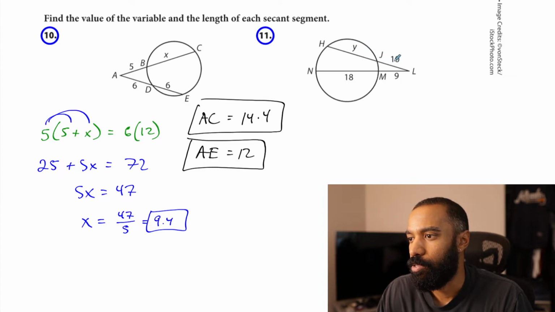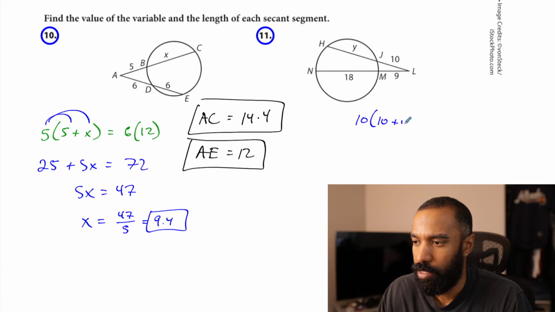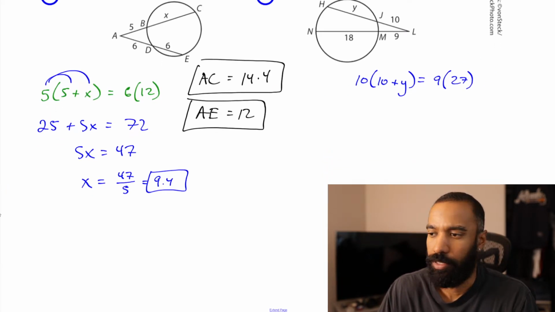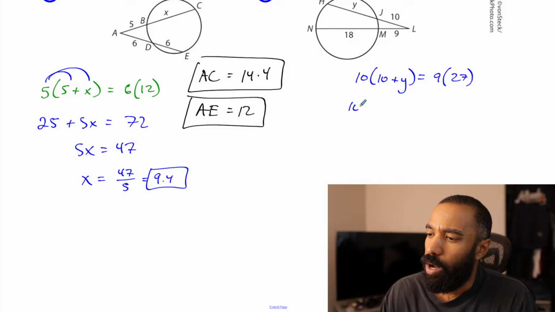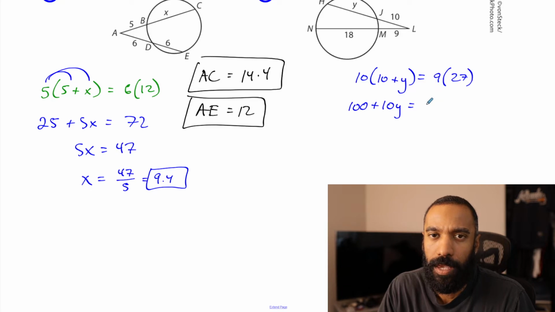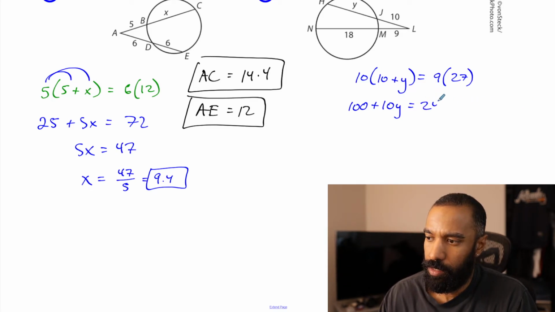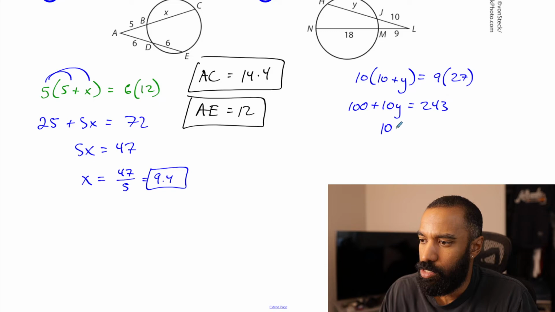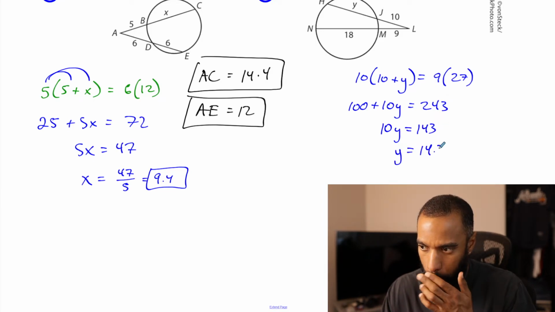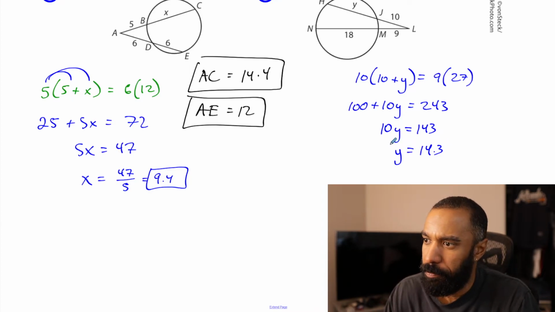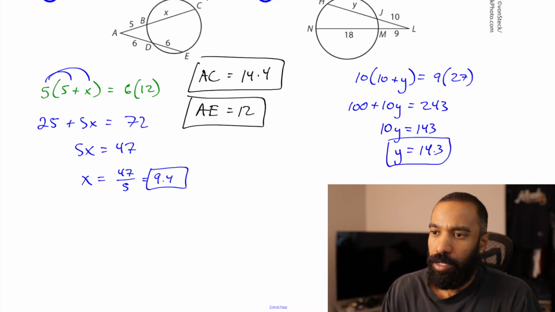Right here. Outside times whole: 10 times 10 plus y equals outside times whole, 9 times 27. Get out your calculators, folks. 100 plus 10y equals 243. 10y equals 143, y equals 14.3. That's dividing by 10 right there. I hope I did that right.